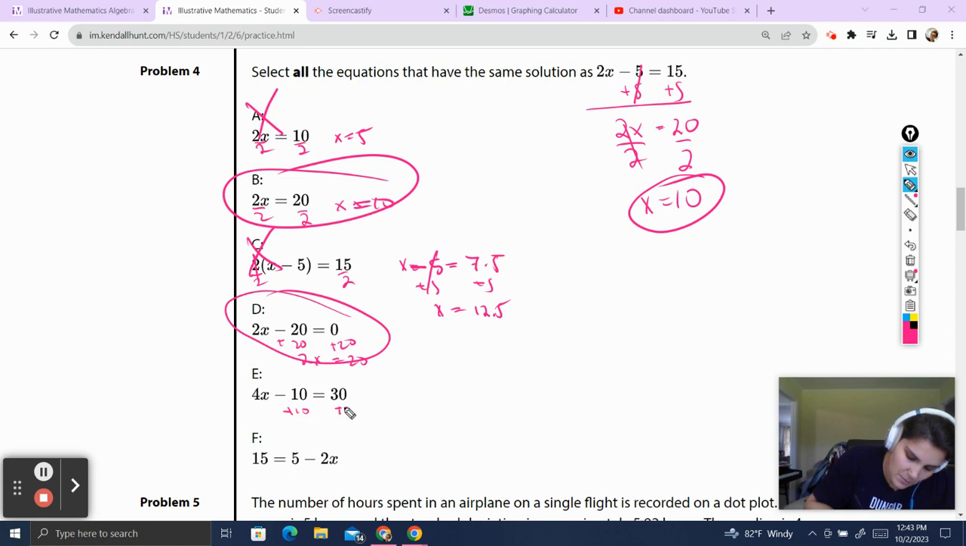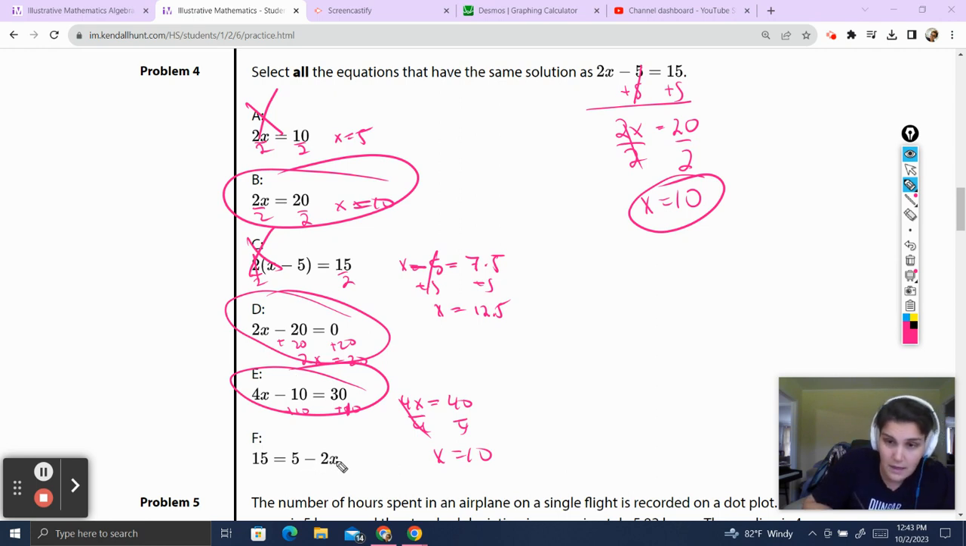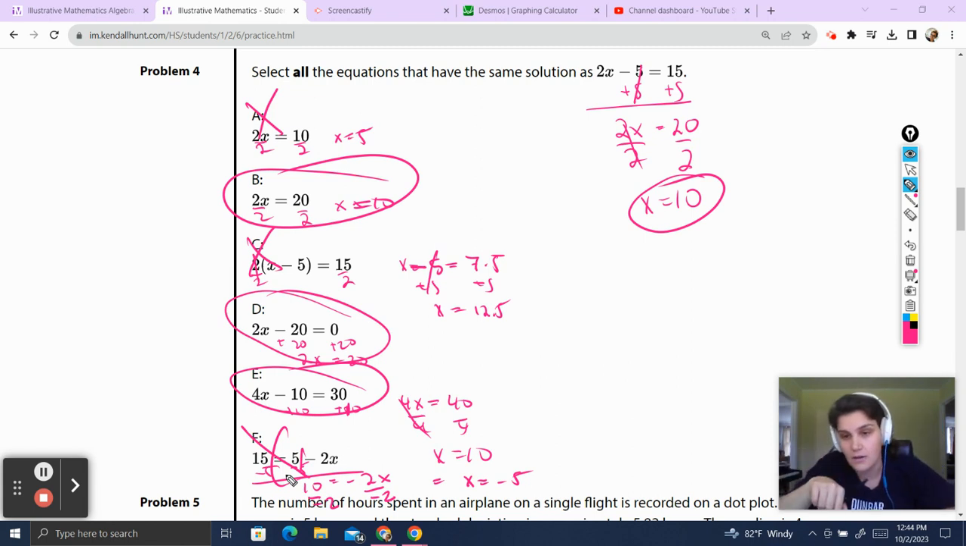Here, I'm going to add 10 to both sides, so I get 4x is equal to 40. I divide both sides by 4. X is equal to 10. He is good to go. Now here, x is on this side, but that's okay. So we are going to subtract 5 from both sides, which gets us 10 is equal to negative 2x. We divide by negative 2, which gets us x is equal to negative 5. We do not like that because that is not 10, so that is not our correct answer. And we cross it out and move on to the next question.